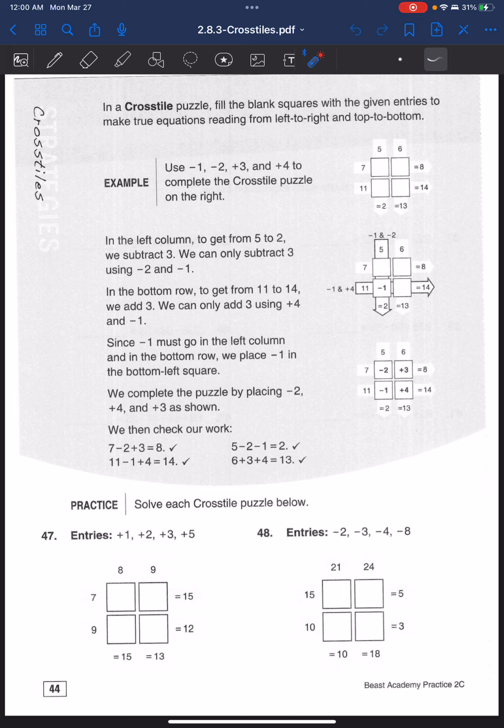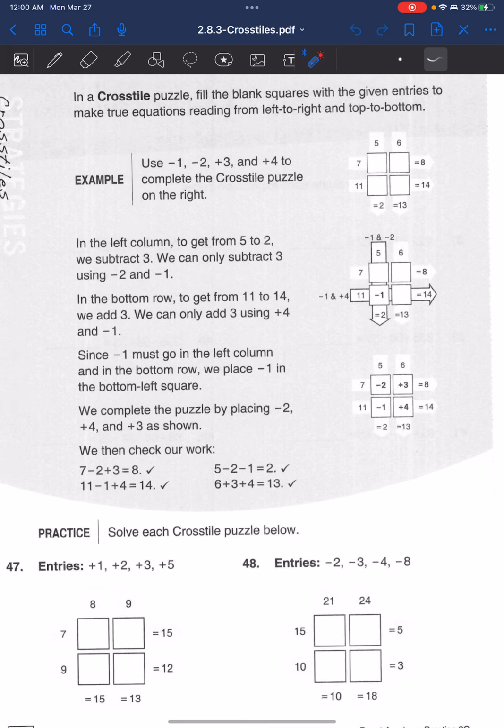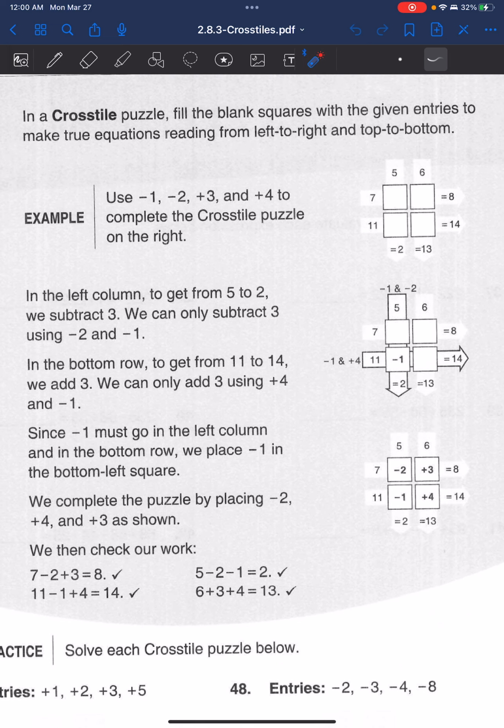Crosstile puzzles may be a new concept for many of you, so I'll first solve an example to make crosstiles easier to understand. First of all, we have an example question. And it says, use negative 1, negative 2, 3, and 4 to complete the crosstile puzzle on the right.